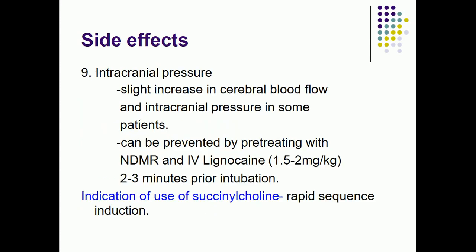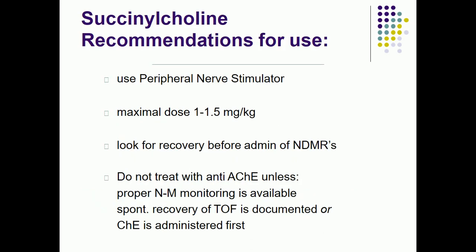Intracranial pressure may be elevated with increased cerebral blood flow. In some patients, the intracranial pressure rise can be prevented by pretreating with NMT or with IV lignocaine, 1.5 to 2 milligram per kg body weight, 2 to 3 minutes prior to any intubation. Indication of use of succinylcholine is rapid sequence induction. It is also used in treatment with a peripheral nerve stimulator. Its maximal dose is 1 to 1.5 milligram per kg body weight.